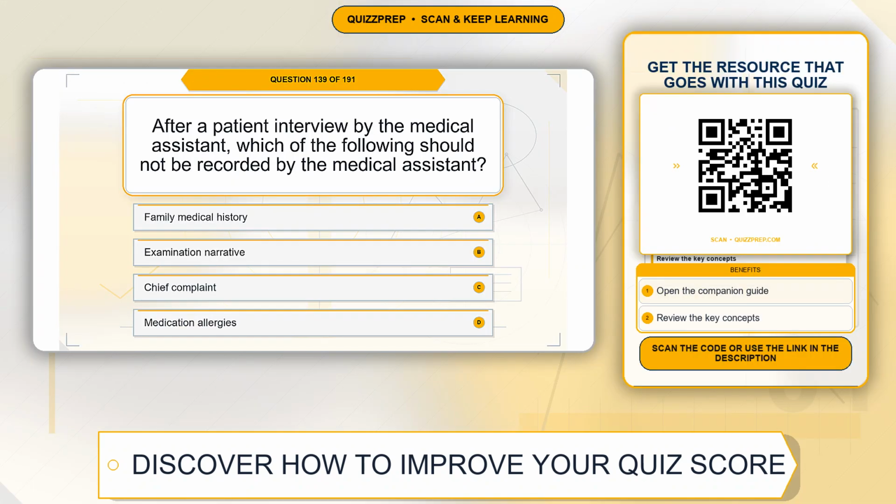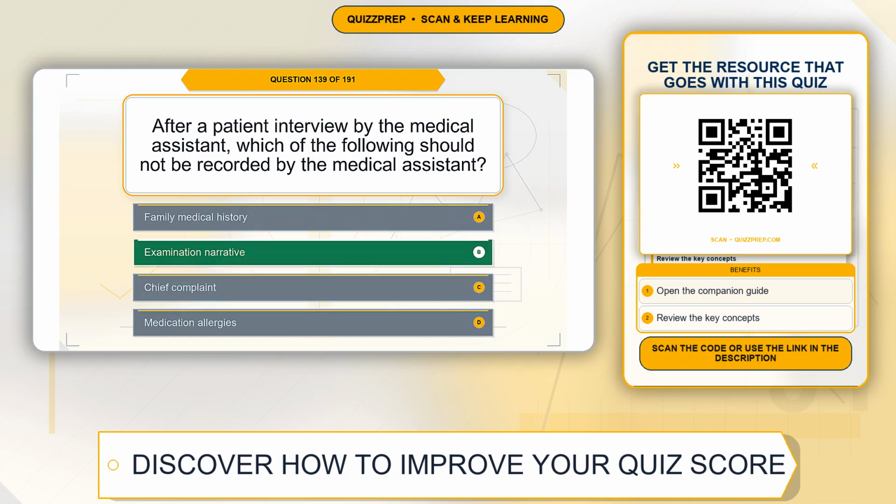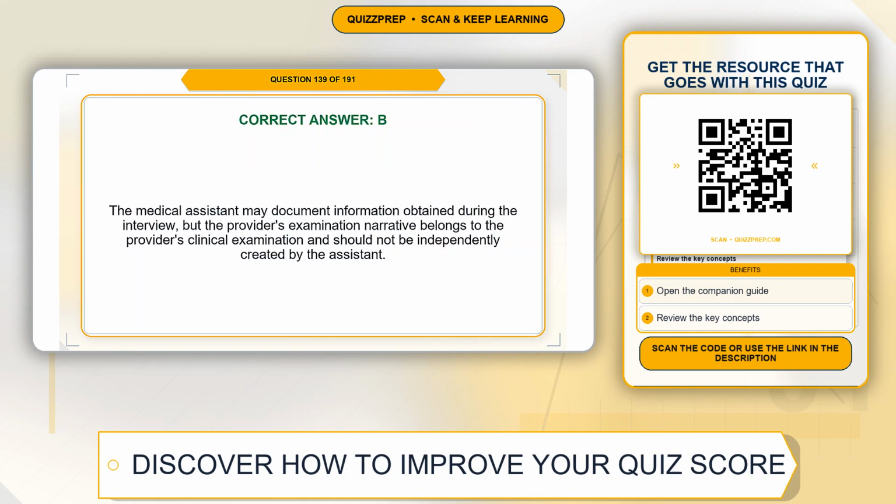Question 139. After a patient interview by the medical assistant, which of the following should not be recorded by the medical assistant? Option A, family medical history. Option B, examination narrative. Option C, chief complaint. Option D, medication allergies. The correct answer is option B, examination narrative. Explanation: the medical assistant may document information obtained during the interview, but the provider's examination narrative belongs to the provider's clinical examination and should not be independently created by the assistant.